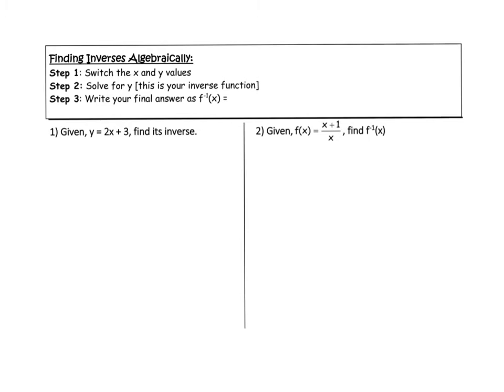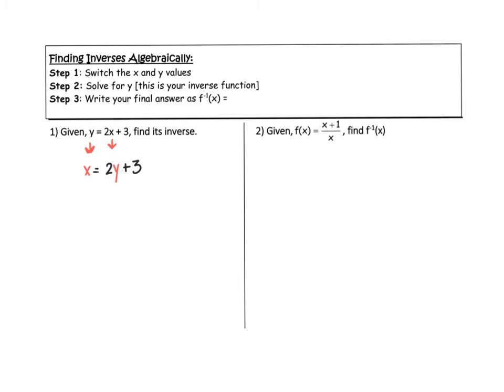Finding inverses algebraically. So instead of a relation, I could give you a function. So in this particular example, I'm giving you y equals 2x plus 3. So I'm giving you a line and I'm asking you to find its inverse. So if we follow the steps, the first step would be switch the x and the y values. Just like in inverse fashion, that's what we do. So instead of this y, we're going to make it an x. And instead of this x, we're going to make it a y. And then we can replace everything else. We have equals, we have a 2, and we have a 3.